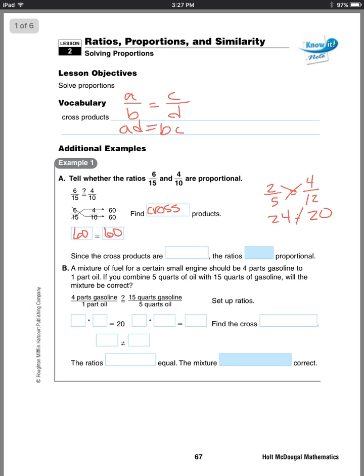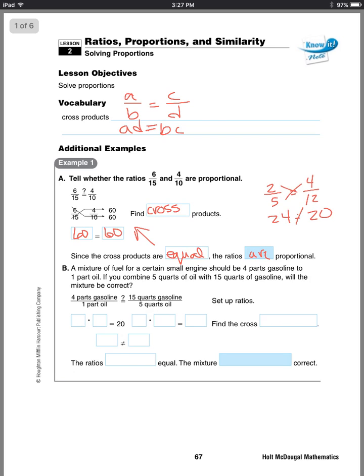All proportional means is you could simplify both of those fractions to the same thing. Okay, they are equal. 6/15 can be reduced to 2/5. 4/10 can be reduced to 2/5. So they are proportional. Whereas the 2/5 and the 4/12, 2/5 is simplified. 4/12 simplifies to 1/3. So they're not equal because 2/5 does not equal 1/3. Okay? So since the cross products of this one are equal, the ratios are proportional.